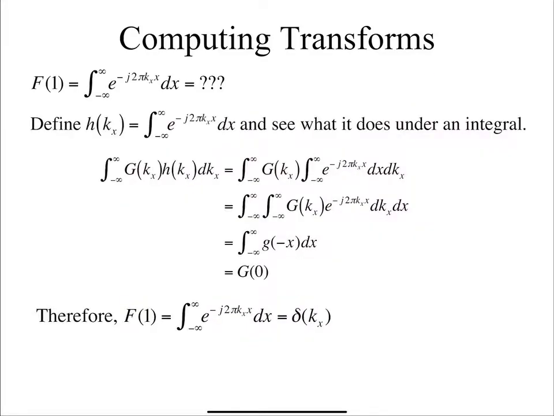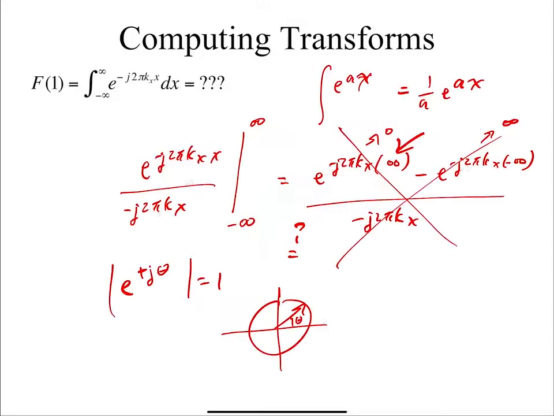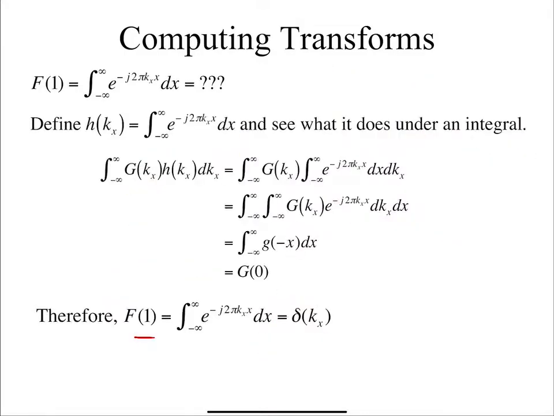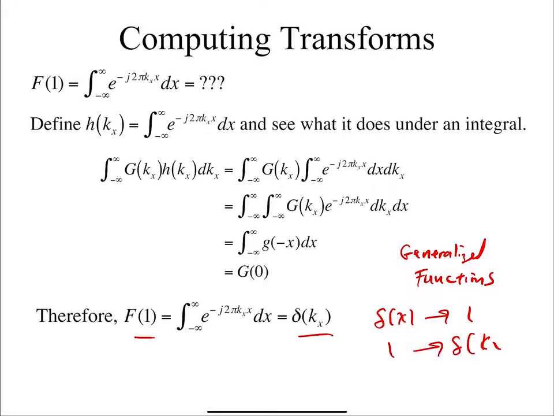Now, it turns out that the answer is you have to get into what are generalized functions. And it turns out that the Fourier transform of 1 is just delta of kx. You can go through the proof here. This is under the concept of generalized functions. But for the purpose of this class, you just have to know that delta of x goes to 1, and 1 goes to delta of kx. So that's easy to remember. Deltas go to 1, 1s go to deltas.